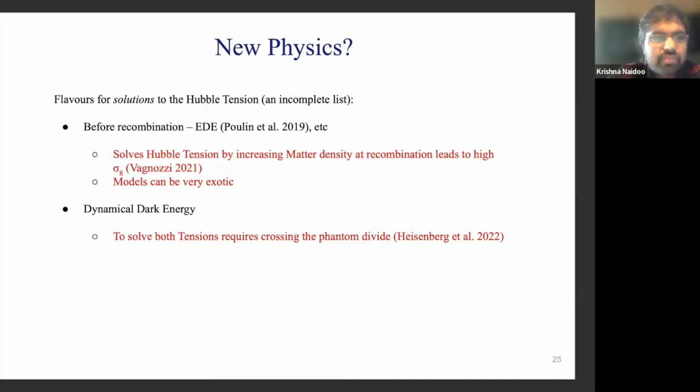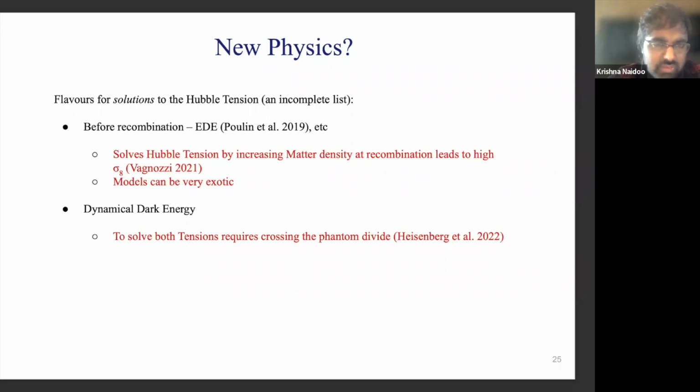So there are several flavors of solutions to the Hubble tension. This is an incomplete list. One solution is you have something before recombination, which increases the matter density, and this could maybe increase the Hubble value. But the problem with this is naturally, if you're increasing the matter density, you naturally increase sigma 8. So you solve one tension by making another tension worse. So it's not great in that context.